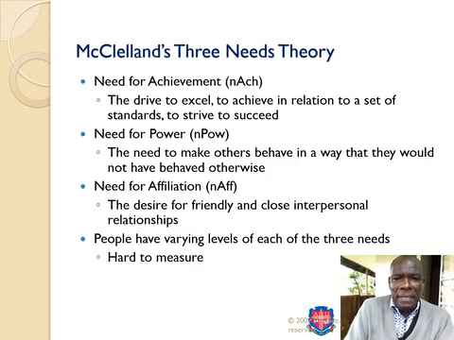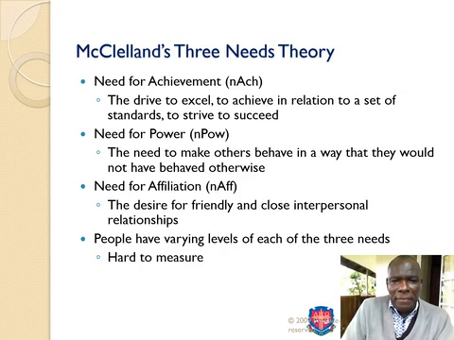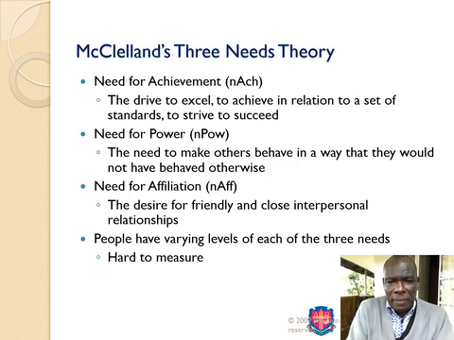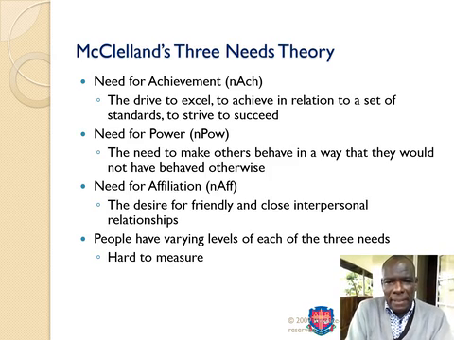The desire for friendly and close interpersonal relationships. So if you look at this theory, you can associate this again with Maslow somewhere. The second theory we've just seen, there is an element there of affiliation, the desire for friendly and close interpersonal relationships. This is a very good need; if you have a need for affiliation, you'll do everything to achieve that need.